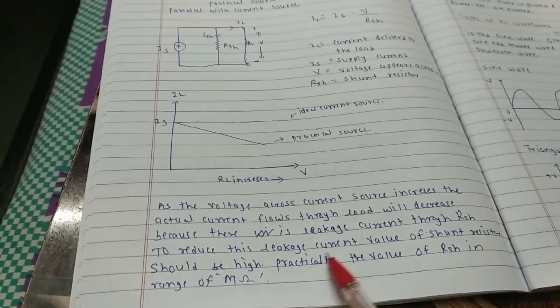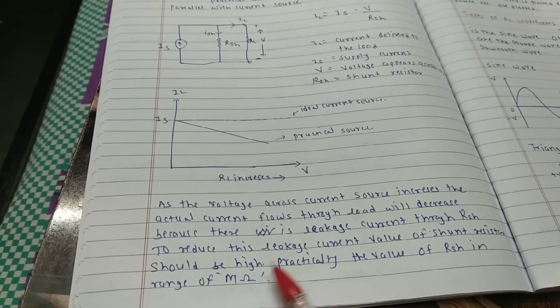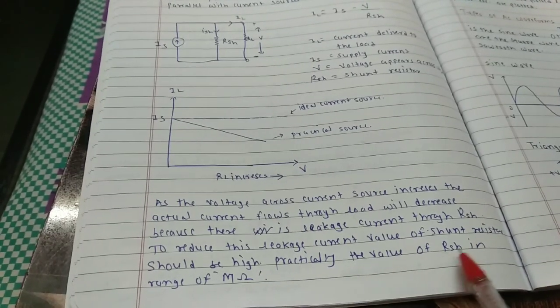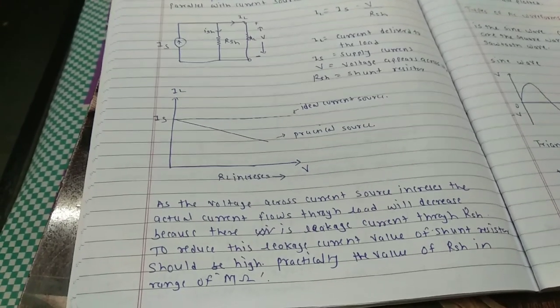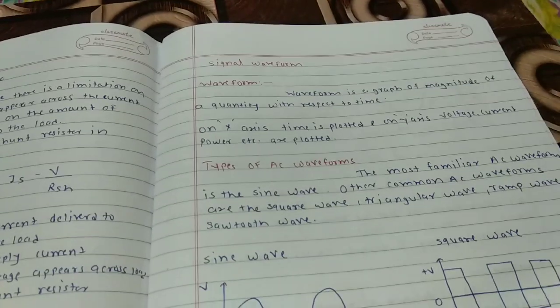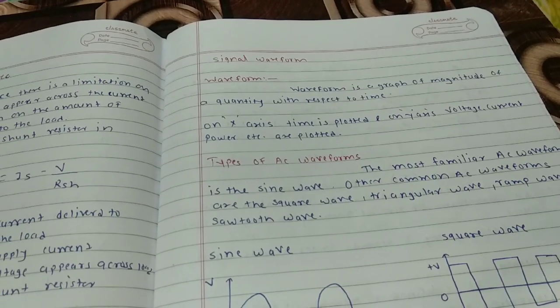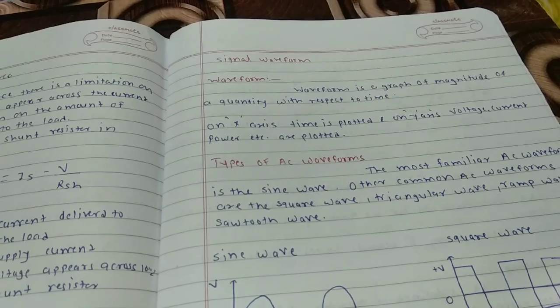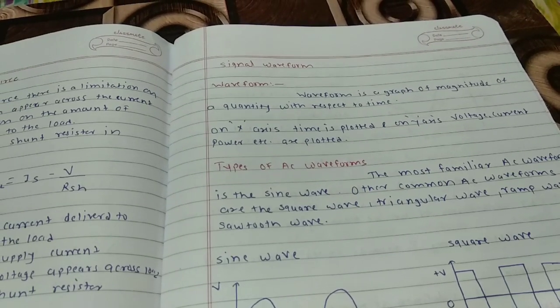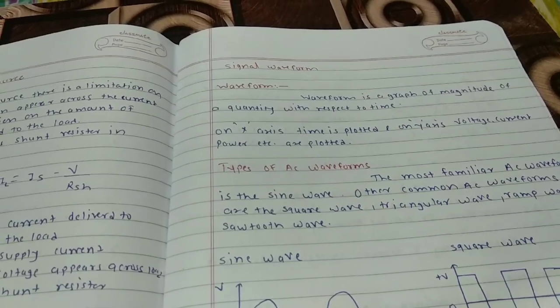Okay, to reduce this leakage current, the value of the shunt resistor should be high. Practically, the value of RSH is in the range of some mega ohms. So in practical applications, we are not using the ideal voltage source or ideal current source. We are using a practical one, that is, a practical voltage source and a practical current source.